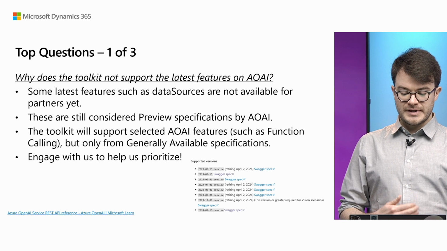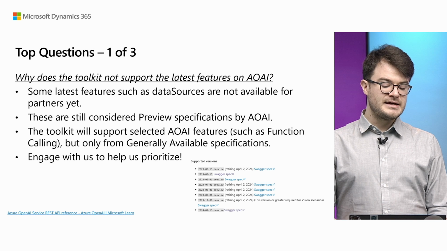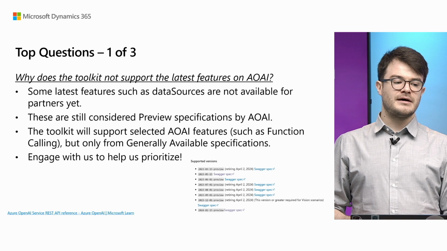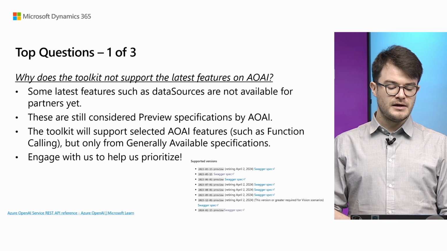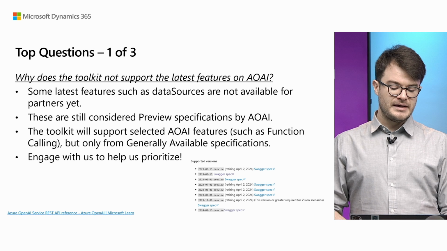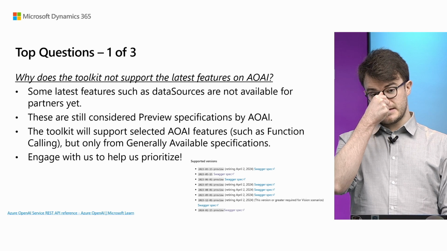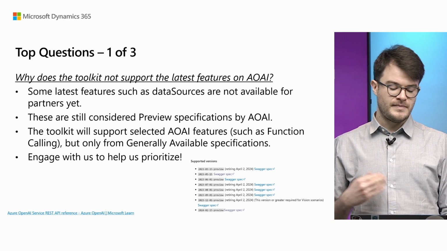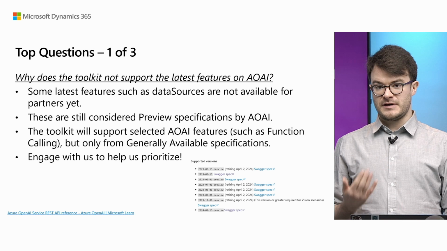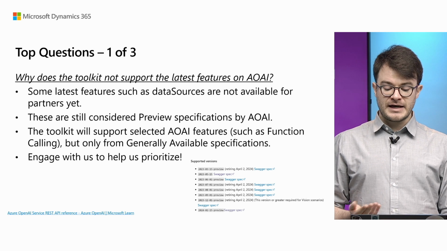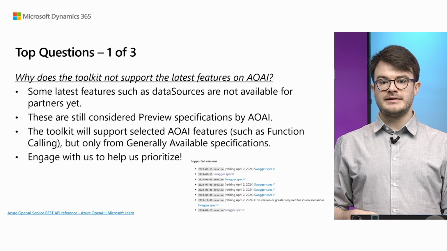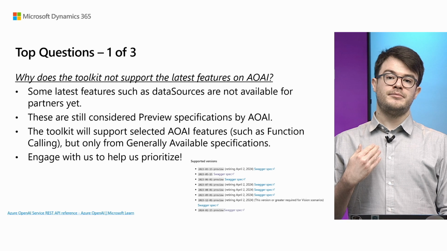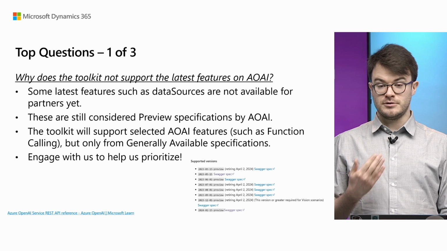Why does the toolkit not support the latest features on Azure OpenAI? Some of you might have noticed some features and capabilities that Azure OpenAI offers, such as the data sources capability, which we don't really expose as part of our toolkit. There are two reasons for that. The first reason is that some of these capabilities are considered preview specifications on Azure OpenAI side. A couple of weeks ago, we got a new GA specification, so a generally available one. But before that, it has been like several months before we had another GA specification. And in the toolkit, we will not support any preview specification at all.